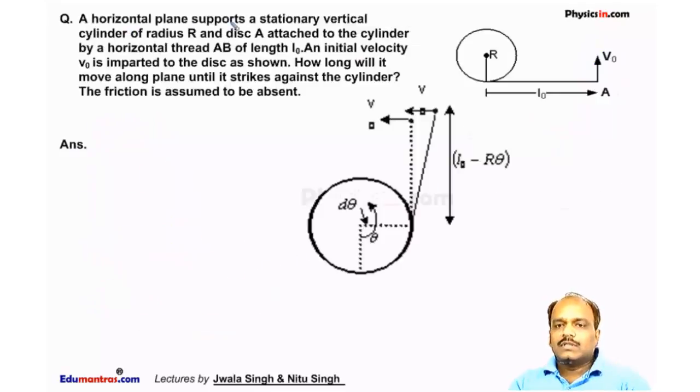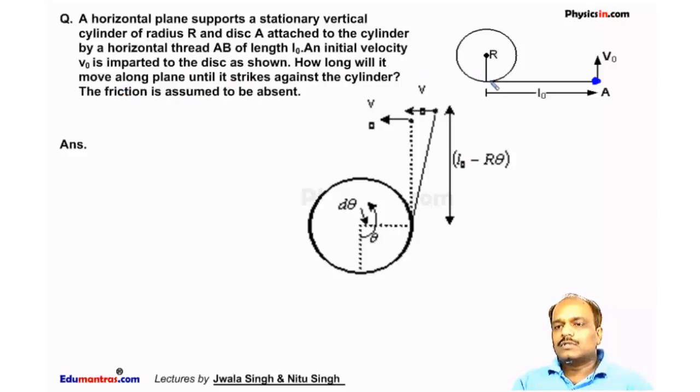A horizontal plane supports a stationary vertical cylinder. So this is a cylinder, a vertical cylinder of radius r, and a disk A. This is a disk, and this is a small particle which is attached at A by a string of length L0. An initial velocity V0 is imparted to the disk as shown. This particle is given a speed V0. How long will it take to move along the plane until it strikes the cylinder?